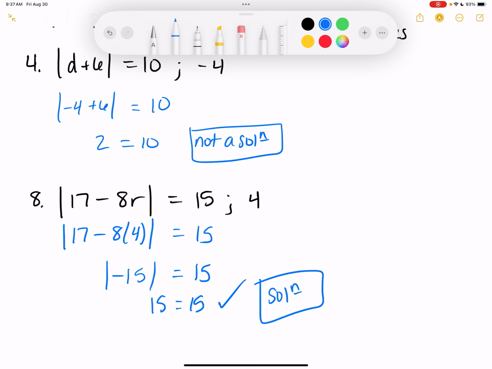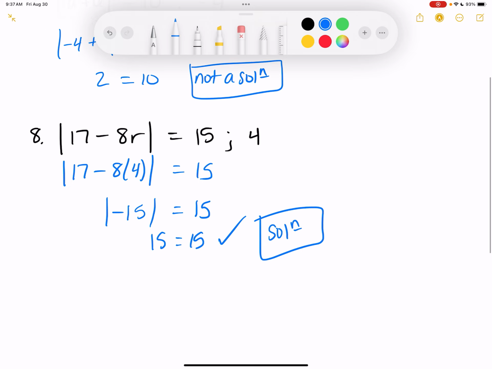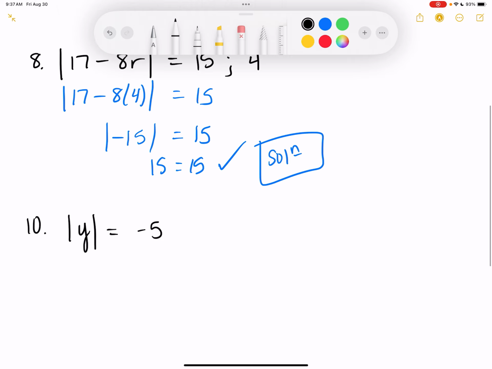All right, these next ones say to solve the equation and graph the solution. We are not doing the graph part. We are just doing the solve part. So, number 10, the absolute value of y equals negative 5. You can't do that. Why can I not do that? Because absolute value is always distance from zero. Absolute value is always positive, but this has a negative in front of it, so there's no solution to this one.